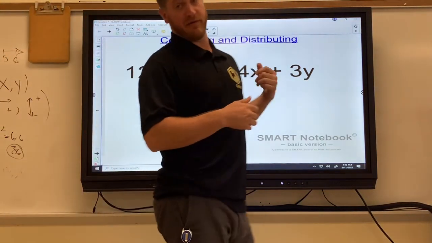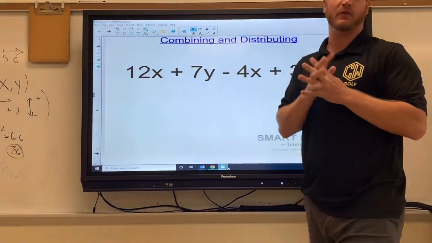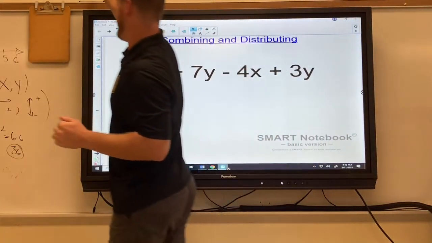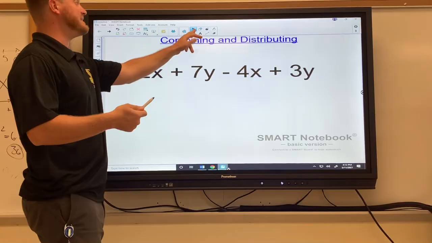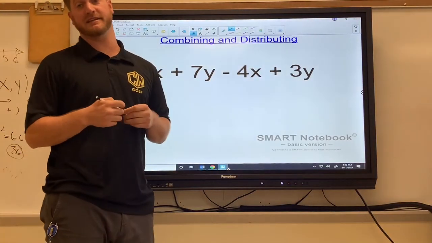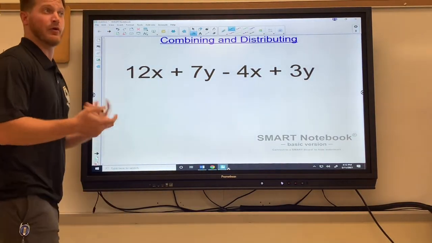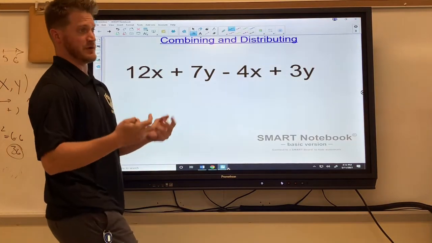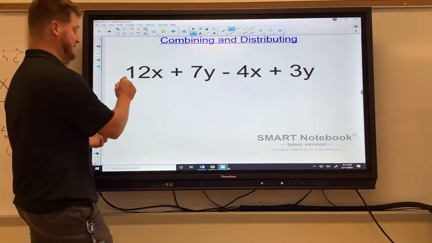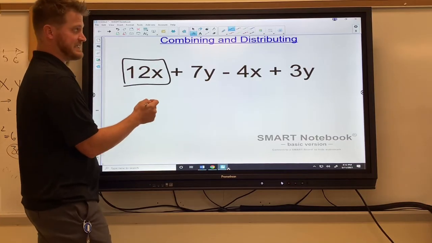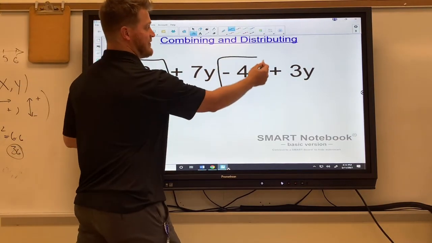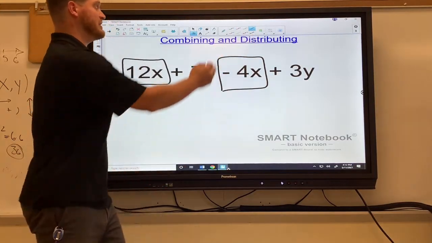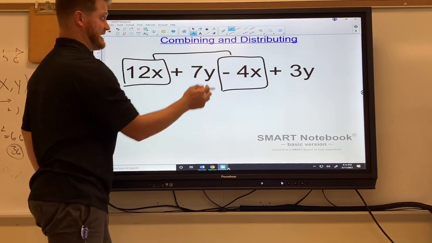All right, so this is going to be a review on combining and distributing with like and unlike terms. To start off, we all know that when we solve these, we need to combine our like terms, aka terms with the same variable, or maybe terms with no variable at all. So in this case, we're going to code this. We're going to put boxes around all my x's. So that's a positive 12x and a minus 4x. Notice how I include the sign in front. So we're actually going to be subtracting these two terms in the next step.